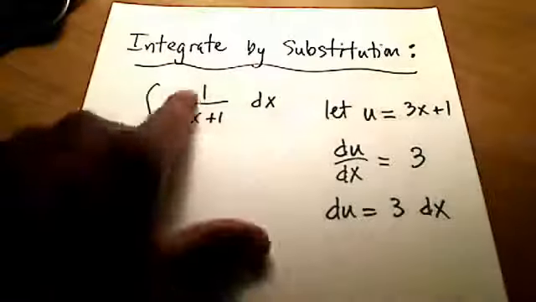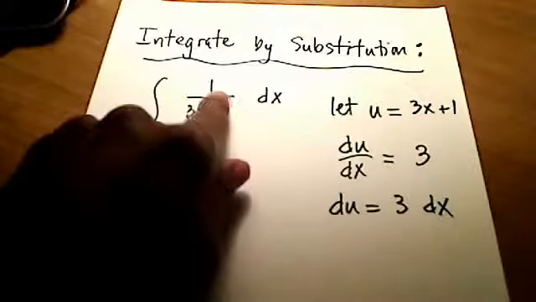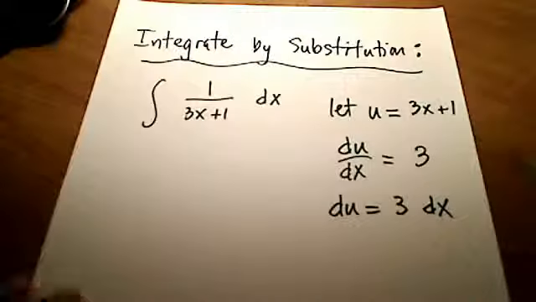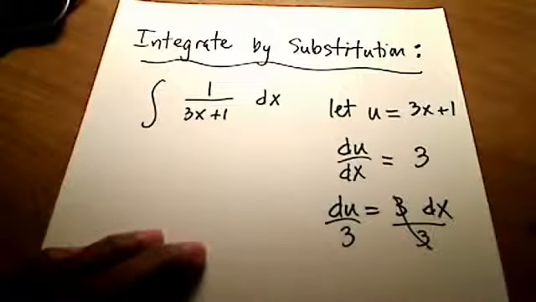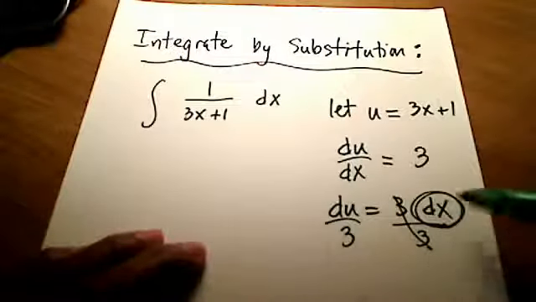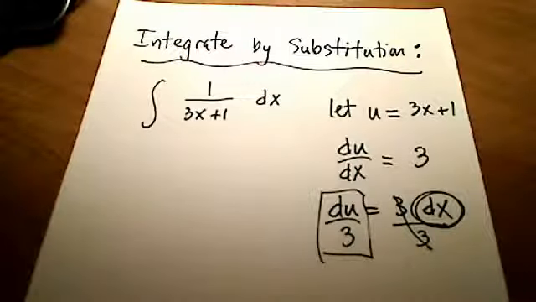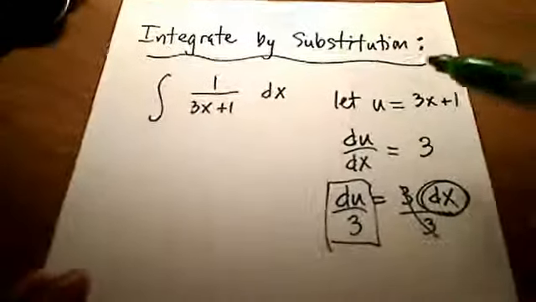But I don't see a 3 dx in my original problem here. I see a dx, but I don't see a 3 up top with it. I see a 1 dx. So let's divide both sides by 3, eliminating this. And now, in place of dx, we're going to substitute in du over 3.